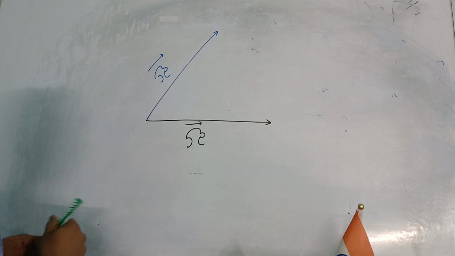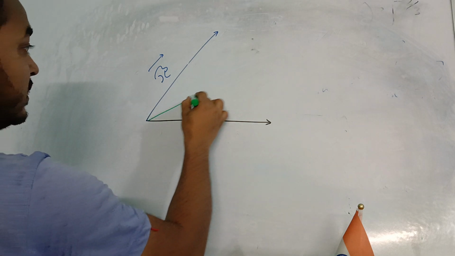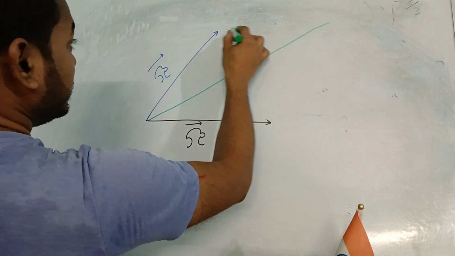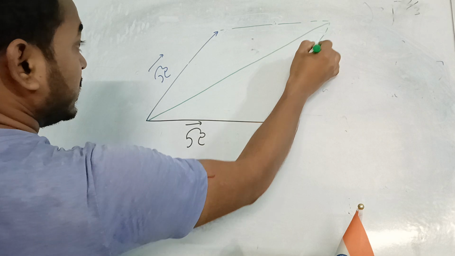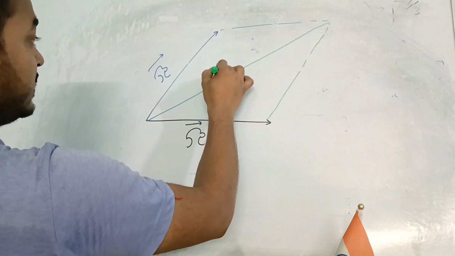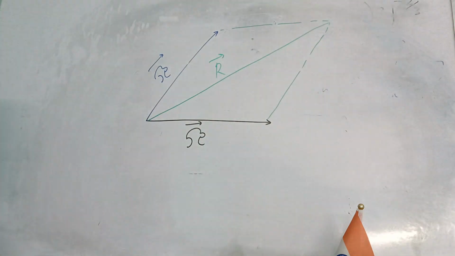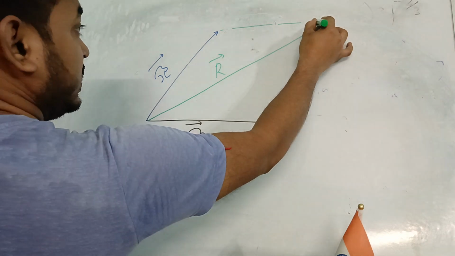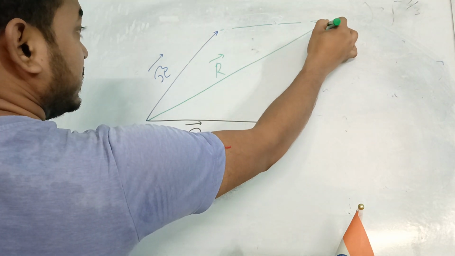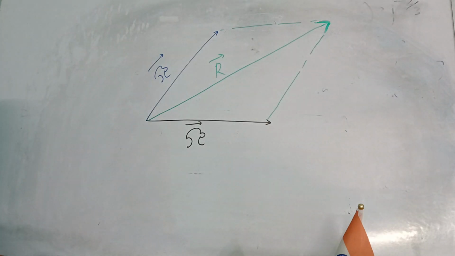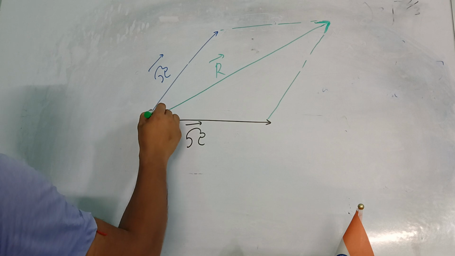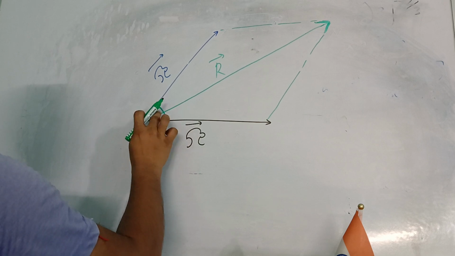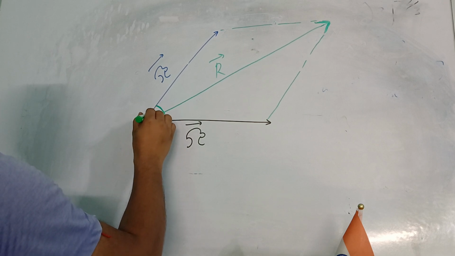And the resultant is this one. Resultant is R. Resultant vector is R. Which direction? This direction. Now, if the angle between the black tree and the blue tree is theta, it is given.